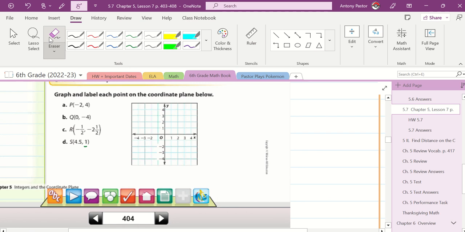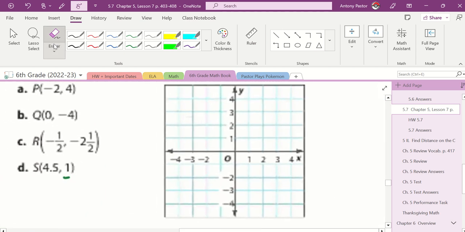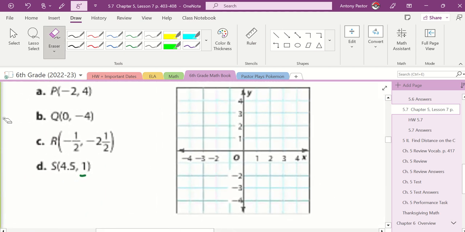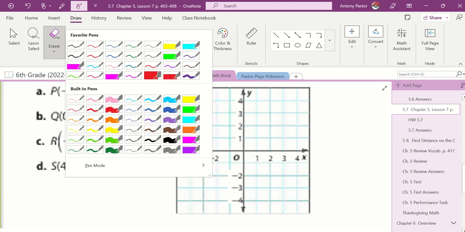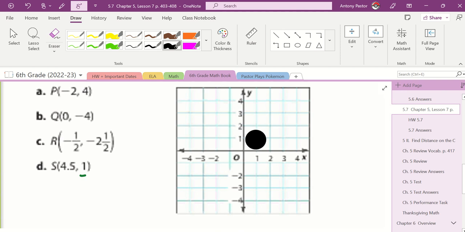All right, let's see if we can do this. And I'm going to make this a little bit bigger. So we're going to graph these points. Okay, the dot's not as big as I want it to be. So we're going to go ahead and try to change this a little bit. That's too big.